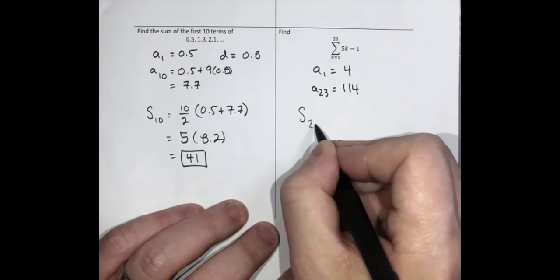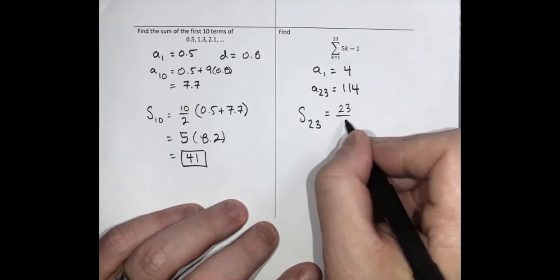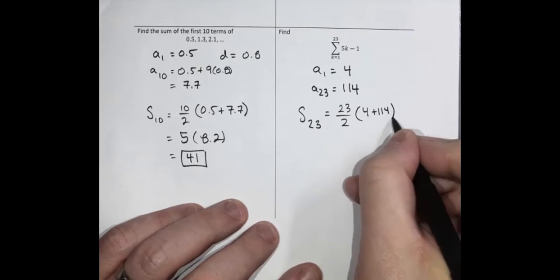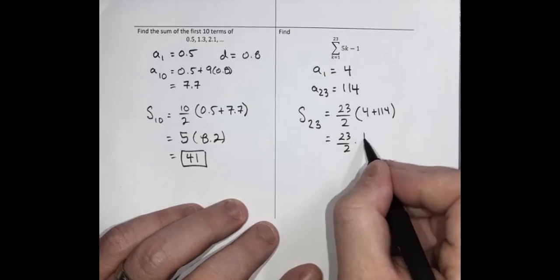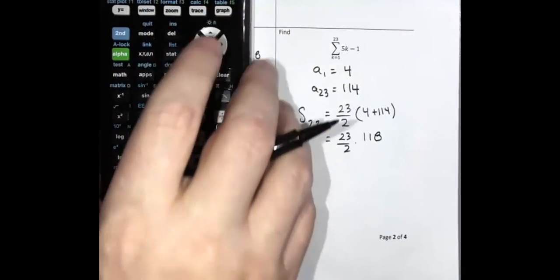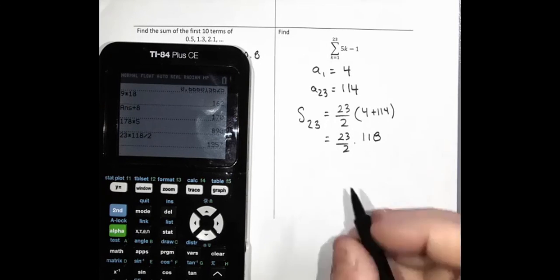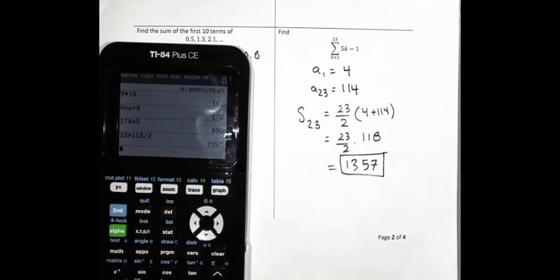So when I want to find the sum of those first 23 terms, I'll take n, 23 over 2, times the first term plus the last term, which would be 23 over 2 multiplied by 118. And this time, instead of going 59 times 23, let's just do it here. So 23 times the 118 divided by 2. Looks like our final answer here is 1,357.